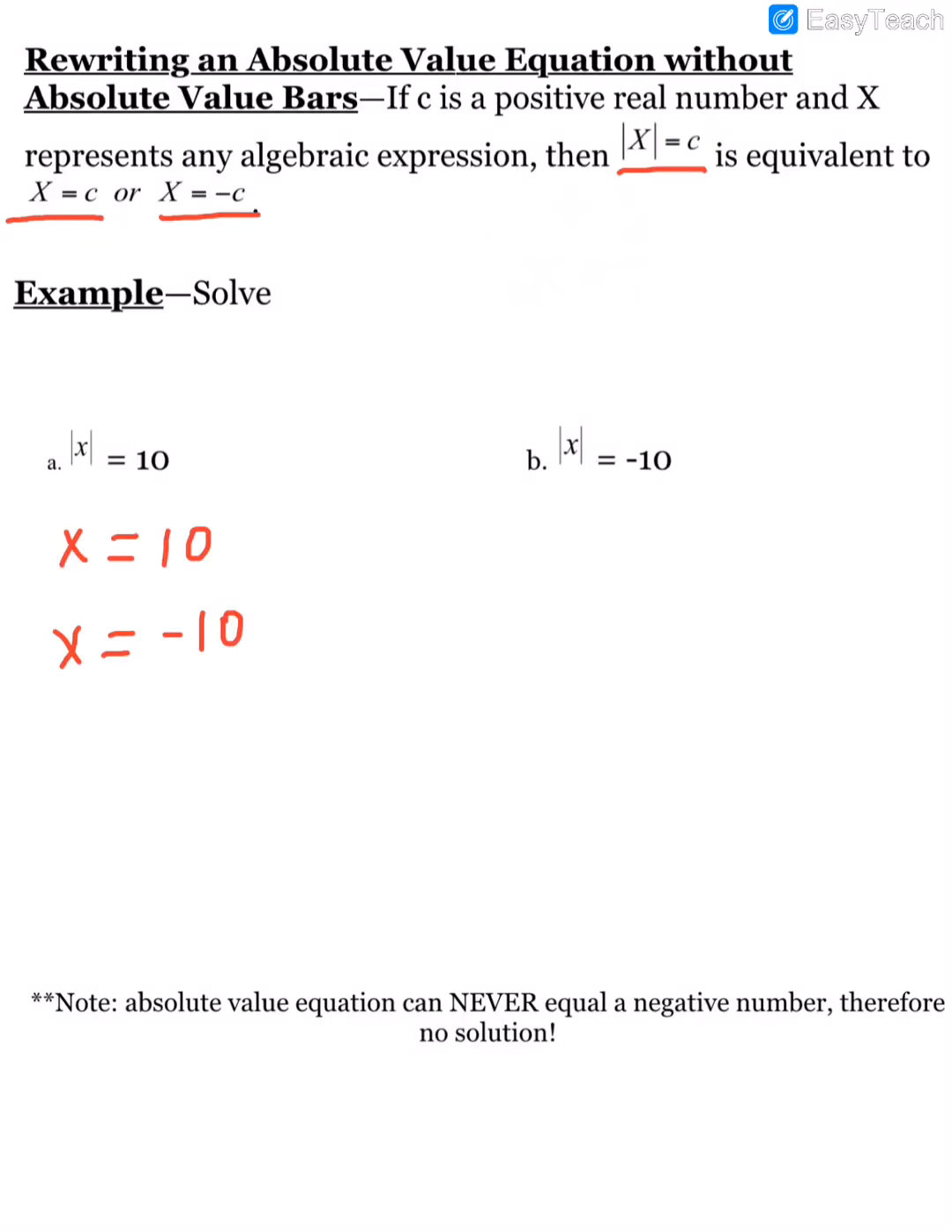Now, B says the absolute value of x equals negative 10, and they want us to solve that. Well, here we would say that there is no solution. Anytime we have an absolute value equal to a negative, that's not possible, because that's saying the distance that this is from 0 on the number line is negative. Okay, well that's not possible, so there's no solution.